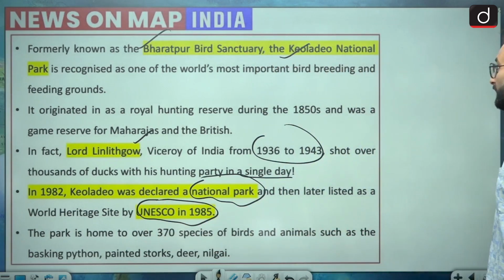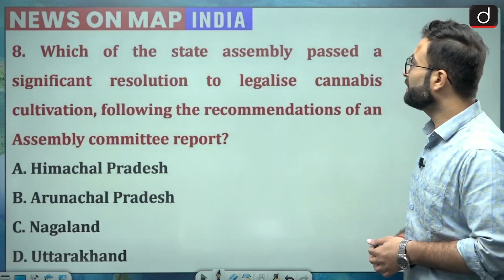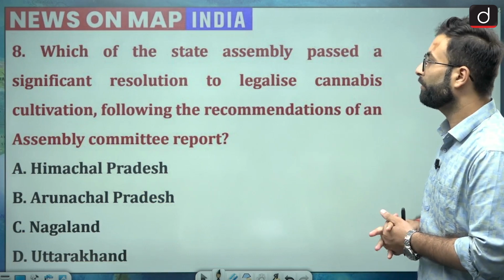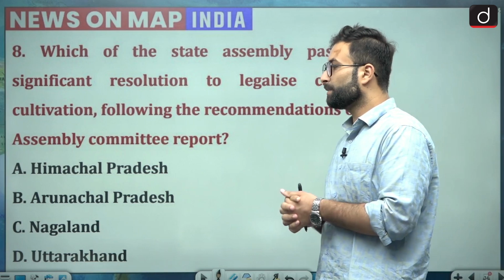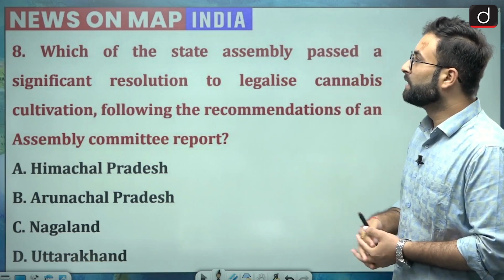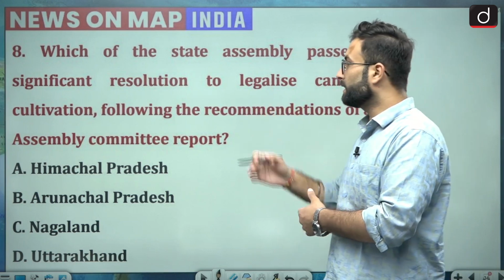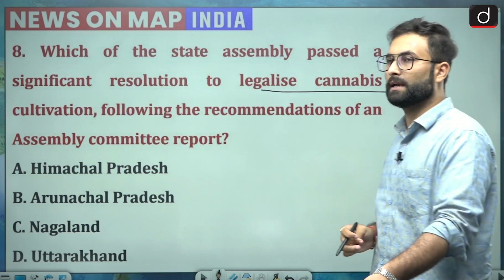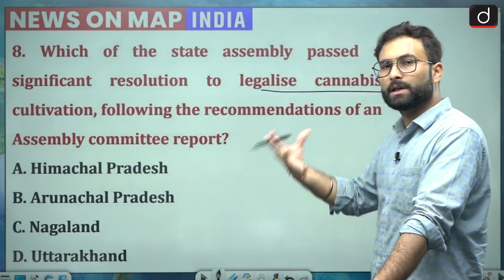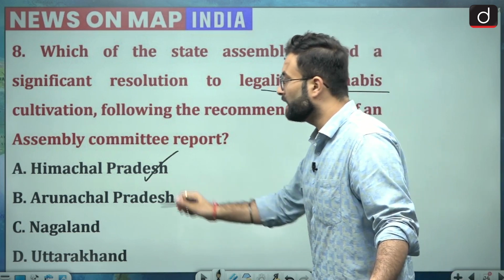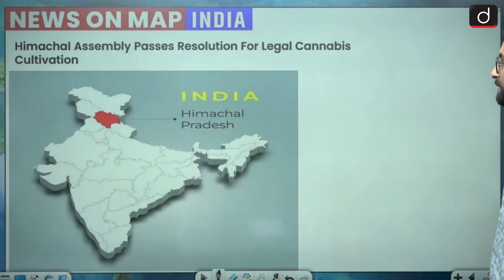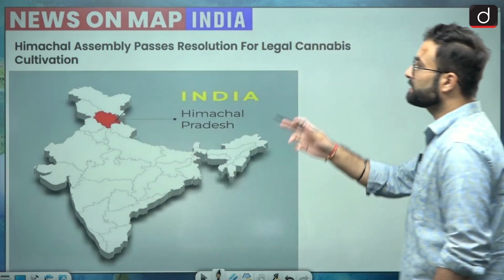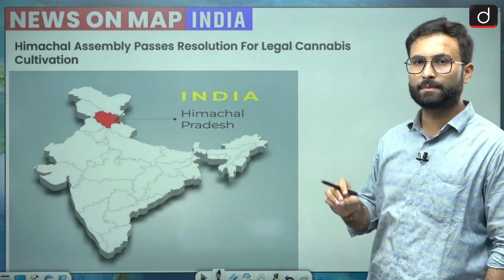Moving further, which state assembly passed a significant resolution to legalize cannabis cultivation following the recommendation of an assembly committee report? Himachal Pradesh, Arunachal Pradesh, Nagaland, and Uttarakhand. So this was in the news because of the legalization of cannabis cultivation, which the assembly decided on the basis of the committee report. So option A, Himachal Pradesh, is the right answer. Cannabis cultivation was legalized in Himachal Pradesh. The Himachal Assembly passed a resolution for legal cannabis cultivation.